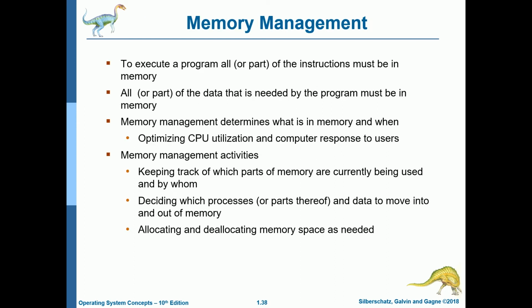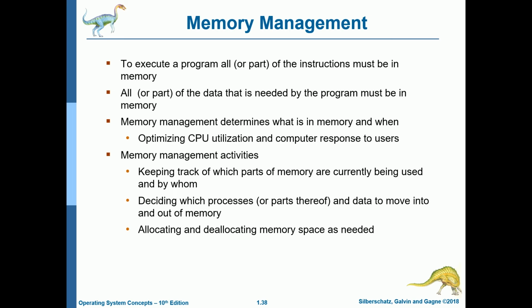Now, moving on from the processor, we have to worry about our memory and how we manage that. So first of all, in order to execute a program, all of it, or part of it, needs to be in your main memory. Now, all, or part, of the data that is needed by the program also must be in memory. Memory management determines what is in memory and when, and we need to optimize the CPU utilization and the computer response to the users by doing this.